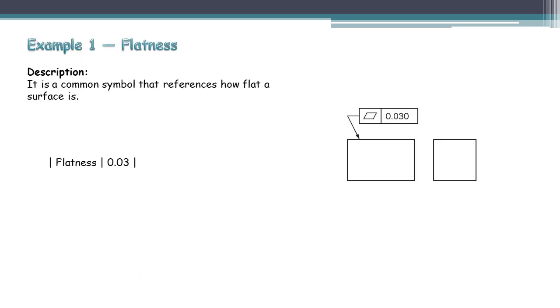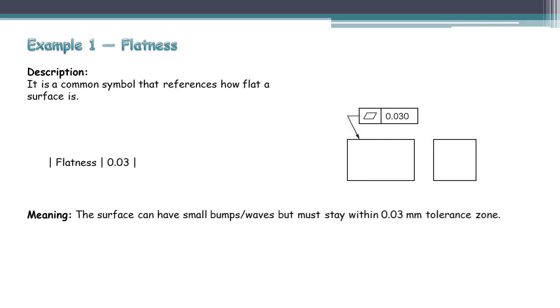Now let's see the important GD&T symbols one by one. First is flatness. Imagine a tabletop or laptop. It looks flat to the eyes, right? But it must have some small bumps and waves. Flatness tolerance controls how much those bumps are allowed. Here in this drawing, it is 0.03 mm bumps or waves allowed.